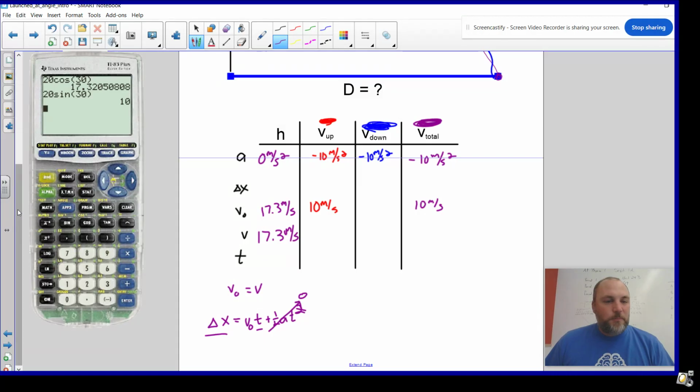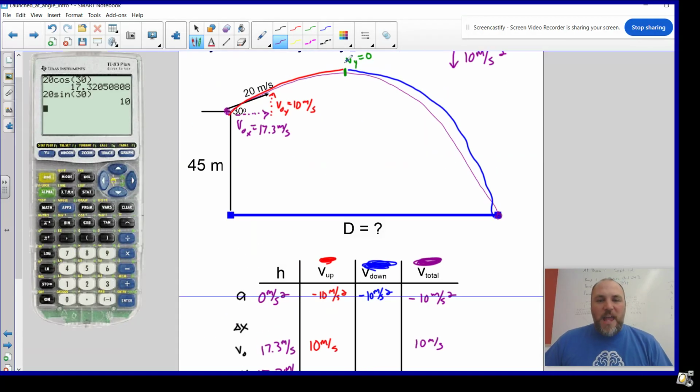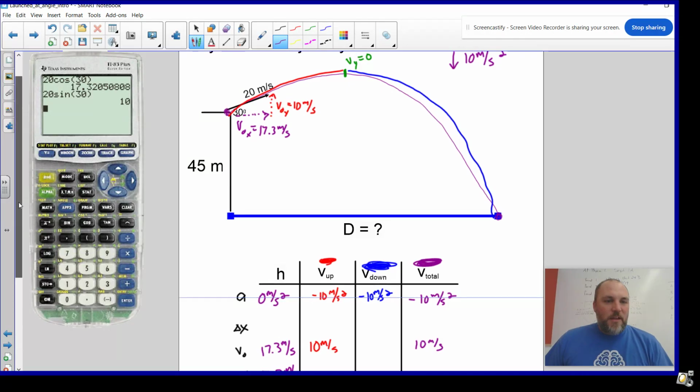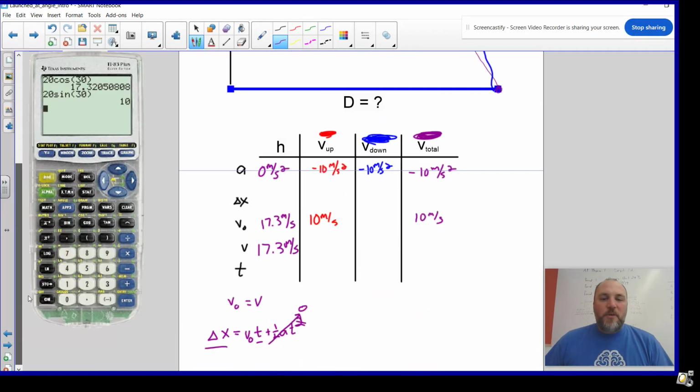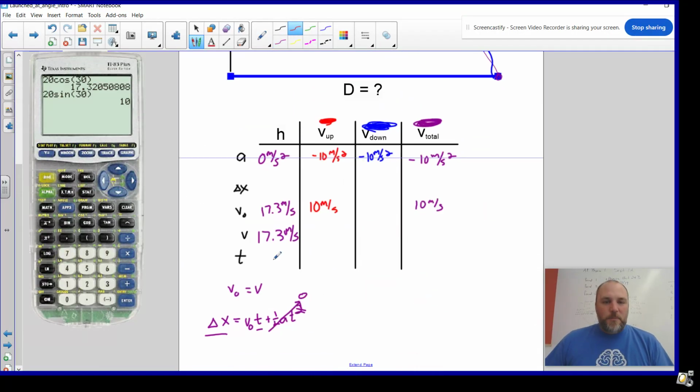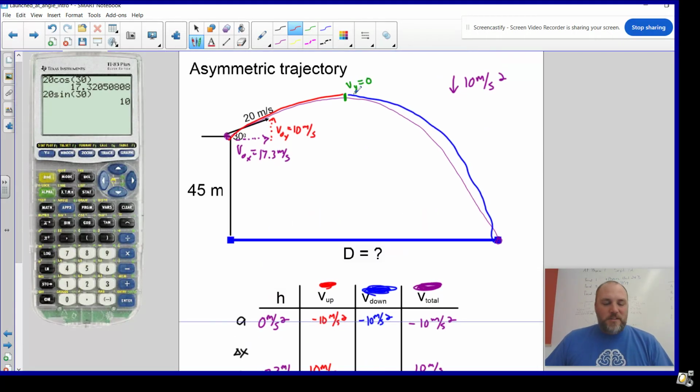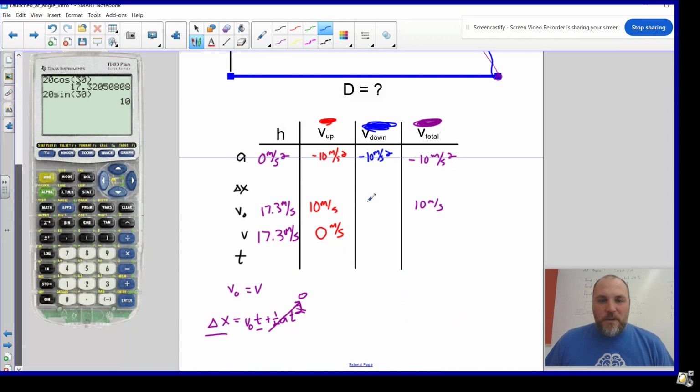So at the end of the red path, that is when I'm at the peak of the motion. So I would say at the end of the red path, the vertical velocity is 0. So my final velocity in the vertical direction is 0, but that's the exact same moment in time as the beginning of the blue path.